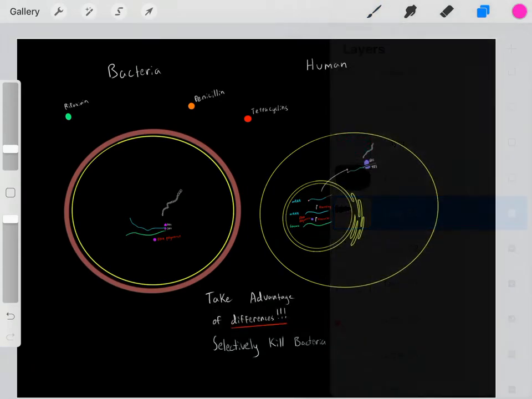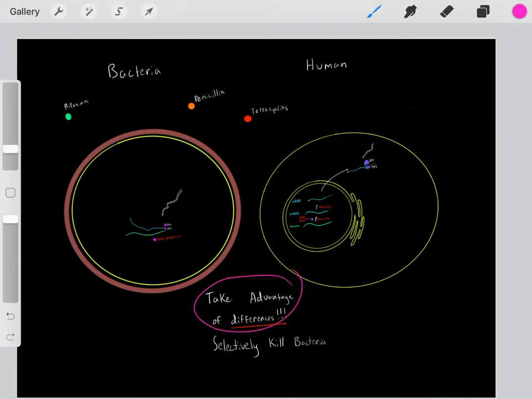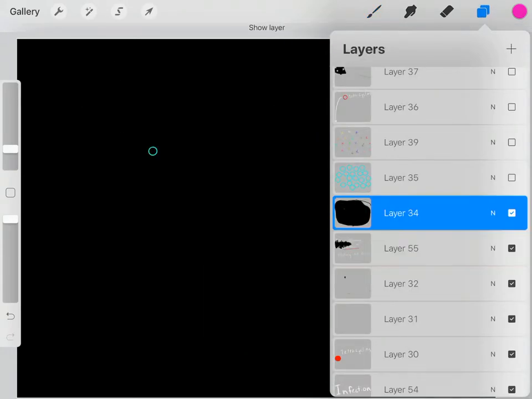So if you're trying to design and develop good antibiotics, you need to take advantage of the differences between human cells and bacterial cells. And you have to think of antibiotics that will selectively kill bacterial cells while leaving human cells fine. However, this can get complex.